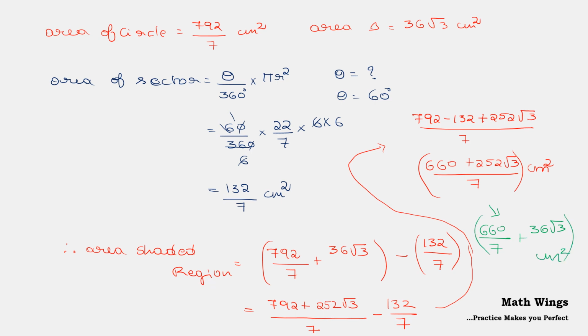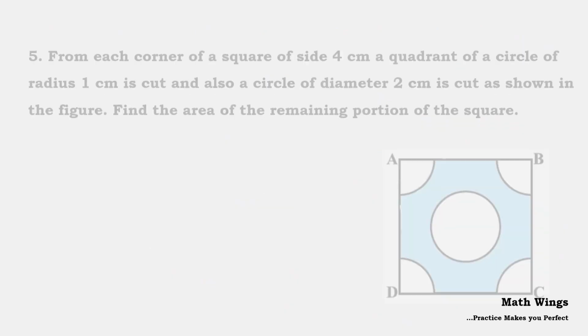Understood why? Because here if I separate it, I can write 660 by 7 plus 252 by 7 root 3, right? So 7 and 252 can be cancelled; 7 times 36 is 252. Correct? So the answer is either this or this one. Both the answers are correct here. Let us move on to the fifth question.